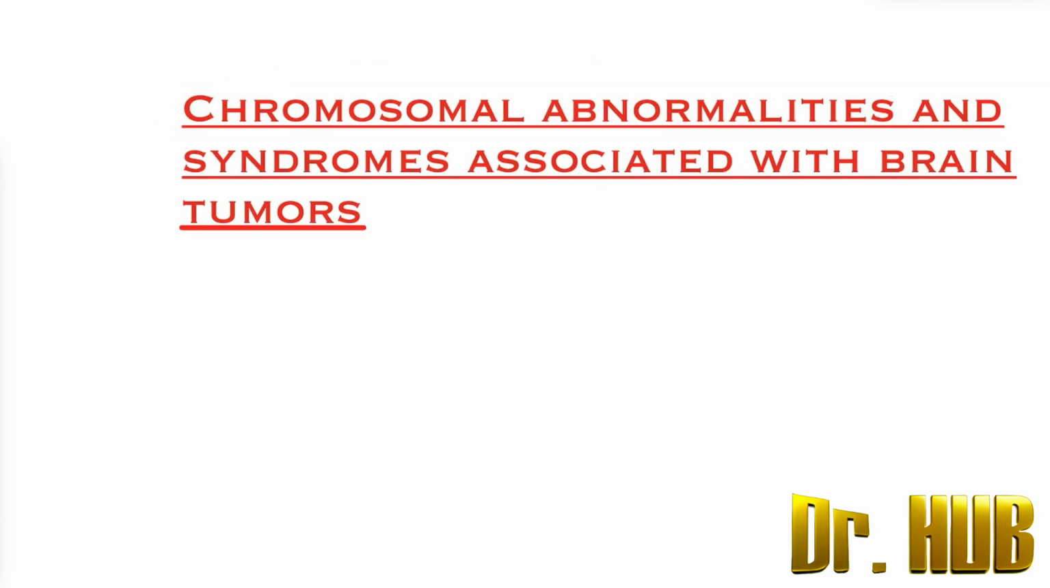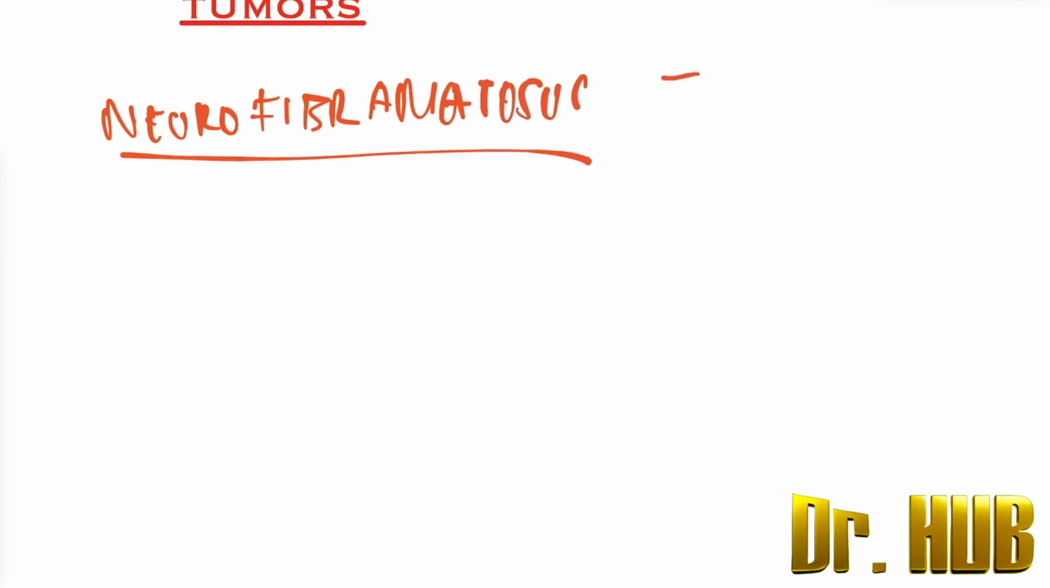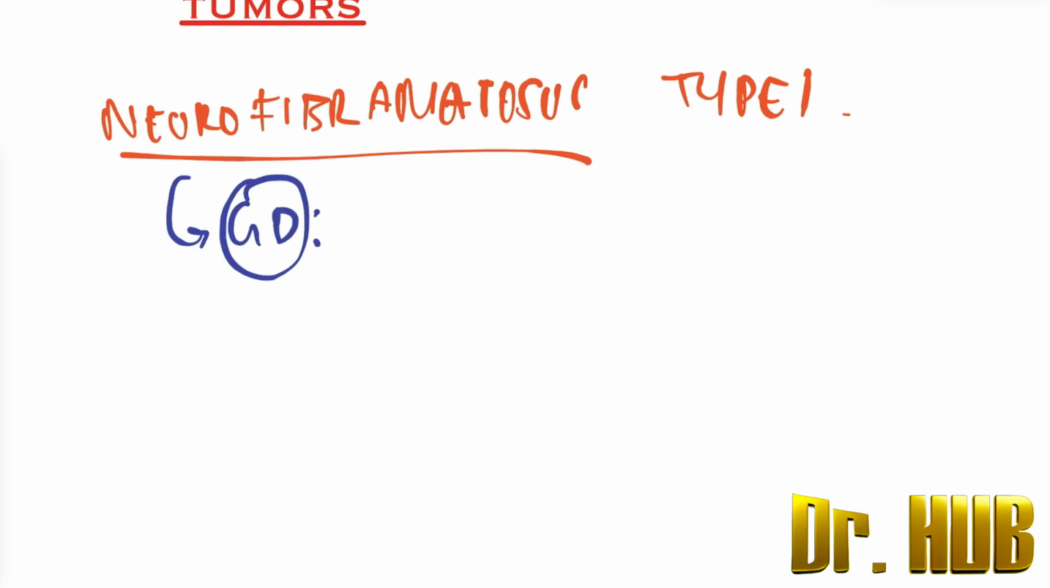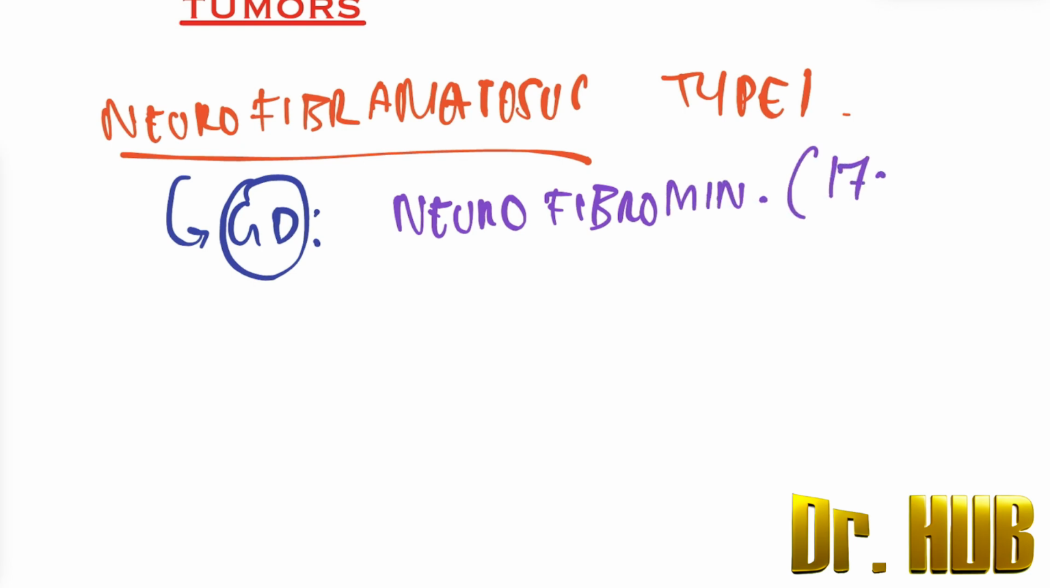Chromosomal abnormalities as well as the syndromes which are associated with brain tumors. To begin with, the first syndrome is neurofibromatosis. We are looking at type 1. What is the gene defect here? Gene defect, we are writing it as GD. It is neurofibromin, and this involves chromosome 17q.